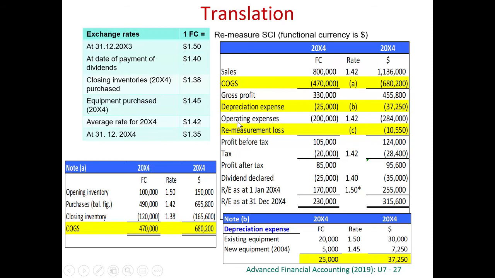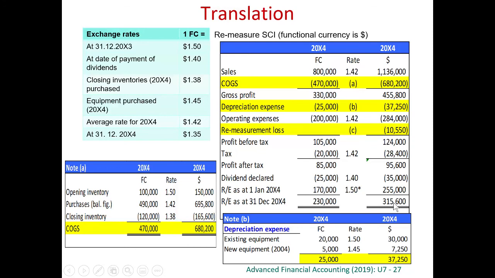And after depreciation, we have got operating expense. We may have operating expenses every day, therefore average rate is a good approximation. You have got all this until profit before tax. We know that there will be an exchange difference because under temporal method, exchange difference should go to P&L. This 10,550, we cannot go downward, so that's why the other way around, we go from the bottom.